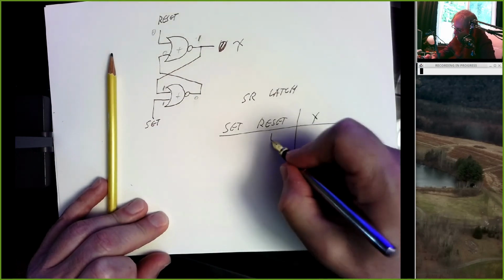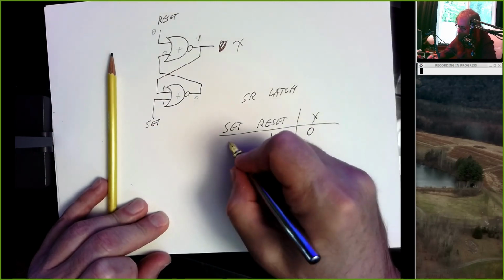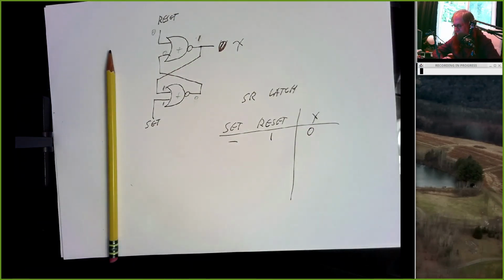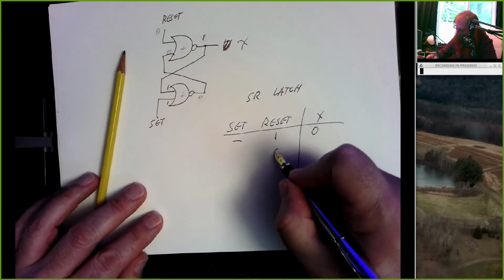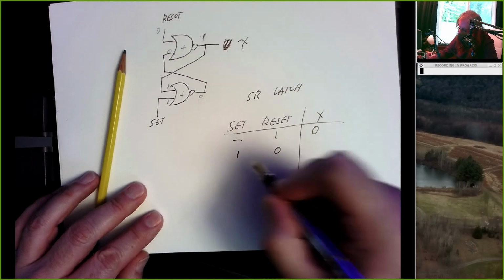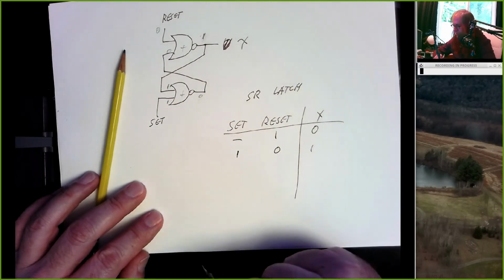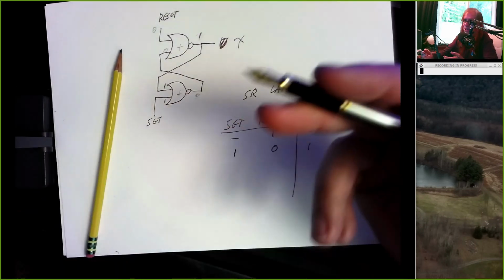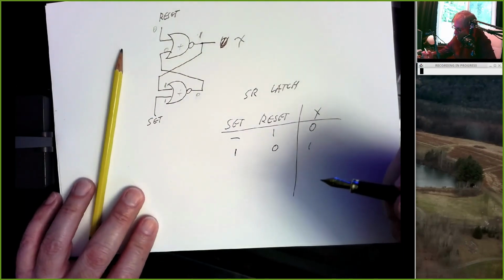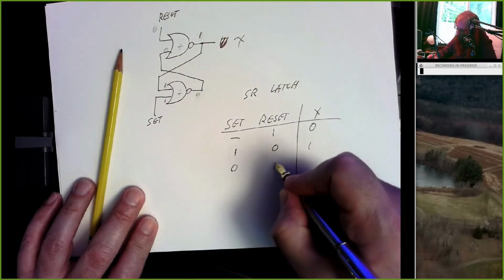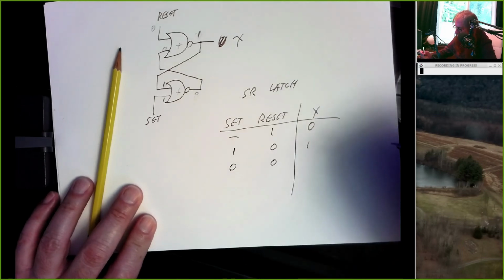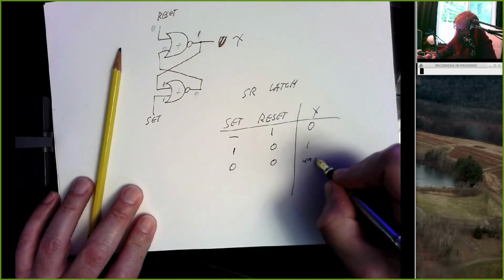If reset is a 1, your output goes to 0. Doesn't matter what your set is. If reset is 0 and set is 1, then your output goes to a 1. So this sets or turns on the output. And if both of these are 0, then your output is unchanged.